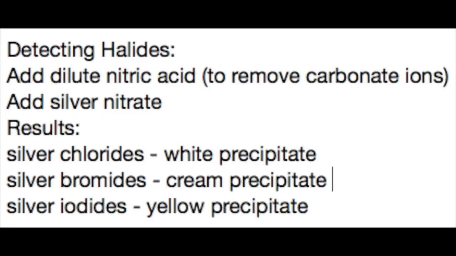And what are those things called? Well, they're called silver chloride, silver bromide, silver iodide. Testing sulfates now, you're going to add hydrochloric acid followed by barium chloride, and if you have sulfates present, it will be barium sulfate and you will see a white precipitate.